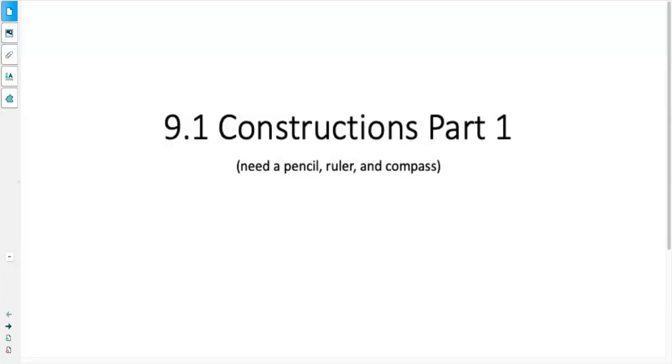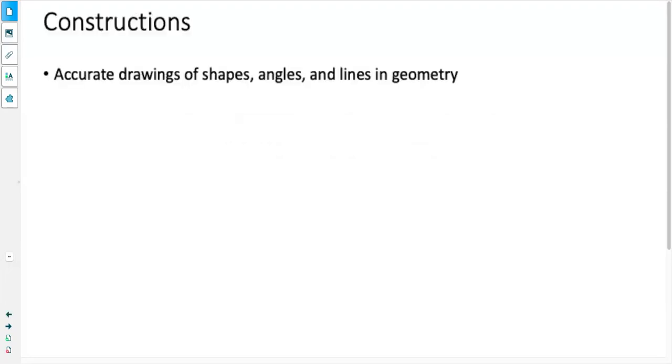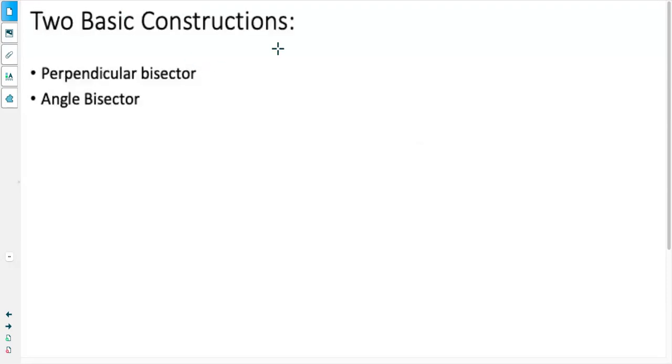Hi, today we are looking at the first of three sections that we'll be doing on constructions. For all these, you'll need a pencil, ruler, and a compass or a protractor. So constructions are accurate drawings of shapes, angles, and lines in geometry. And we have two basic constructions. We have our perpendicular bisector, and we also have an angle bisector.